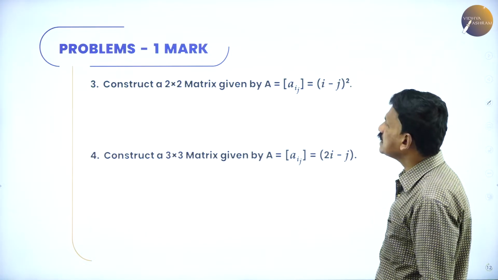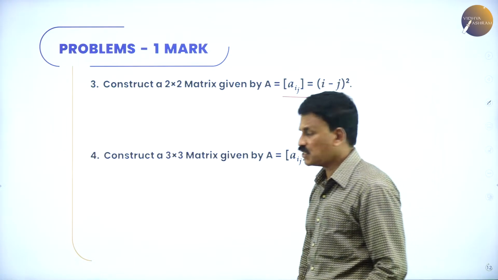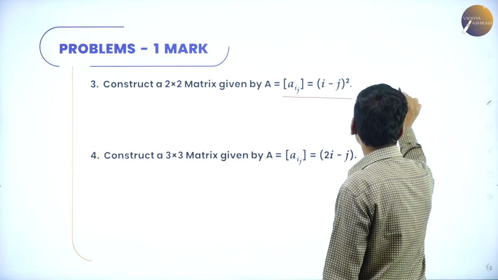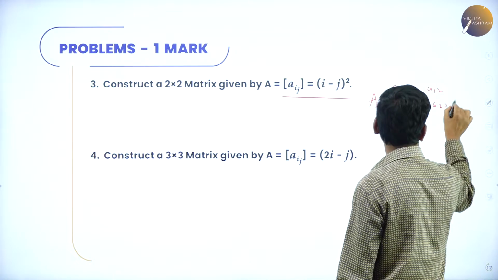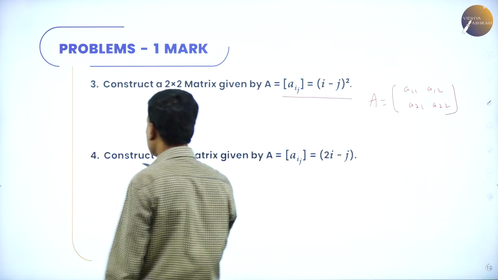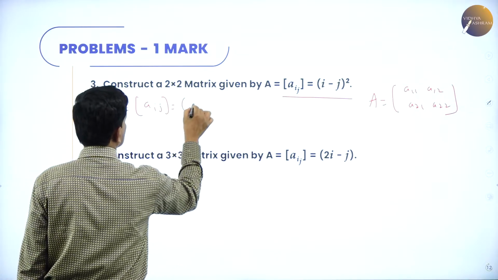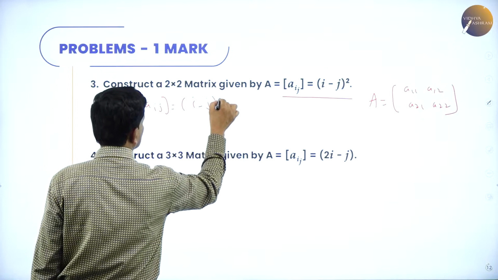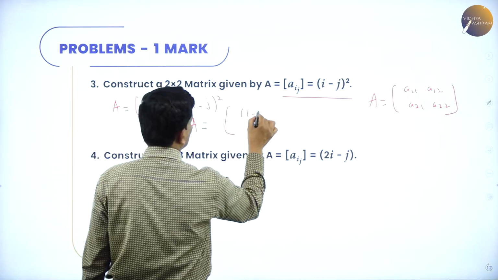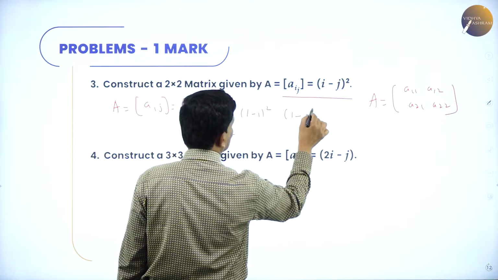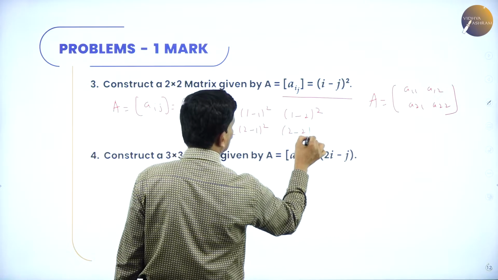Now, same, construct a 2 cross 2 matrix given by aij is equal to (i minus j) whole square. So what is A? Again a11, a12, a21 and a22. What are the elements given? What is the condition? aij is equal to (i minus j) whole square. Now let us write the elements. A is equal to (1 minus 1) whole square, (1 minus 2) whole square, again (2 minus 1) whole square, (2 minus 2) whole square.